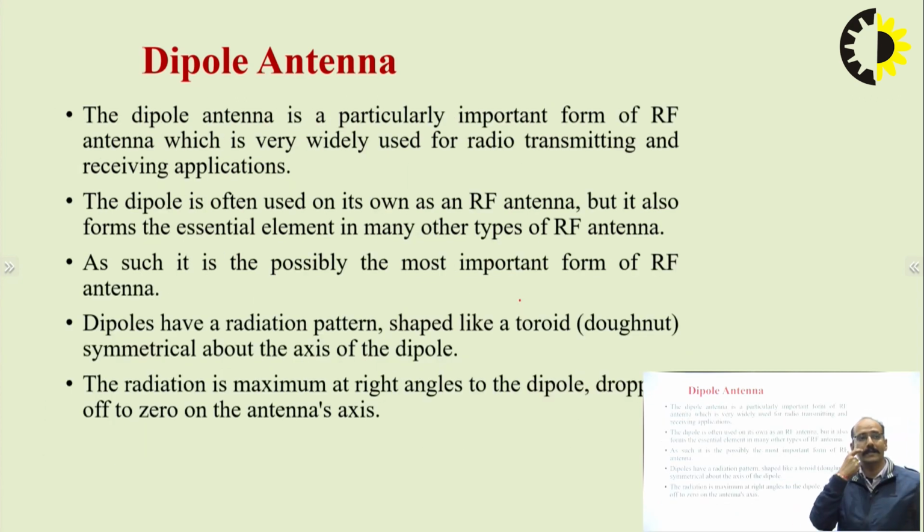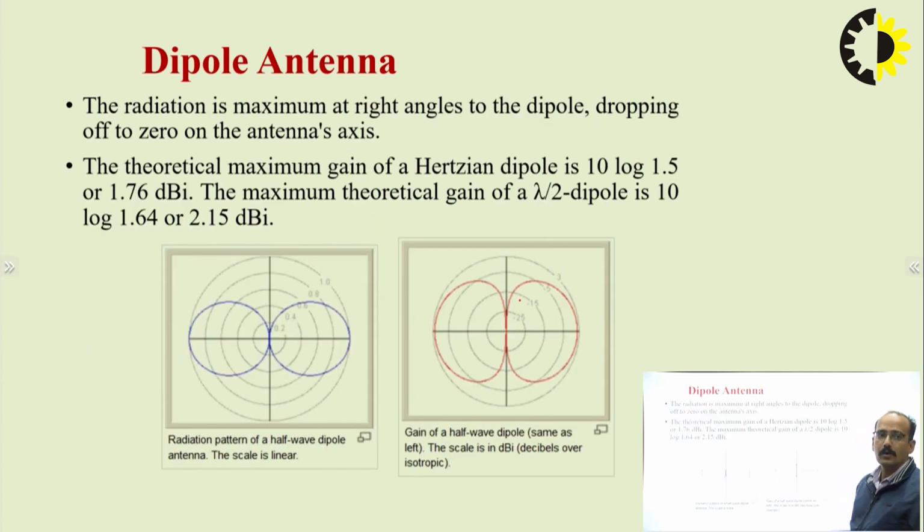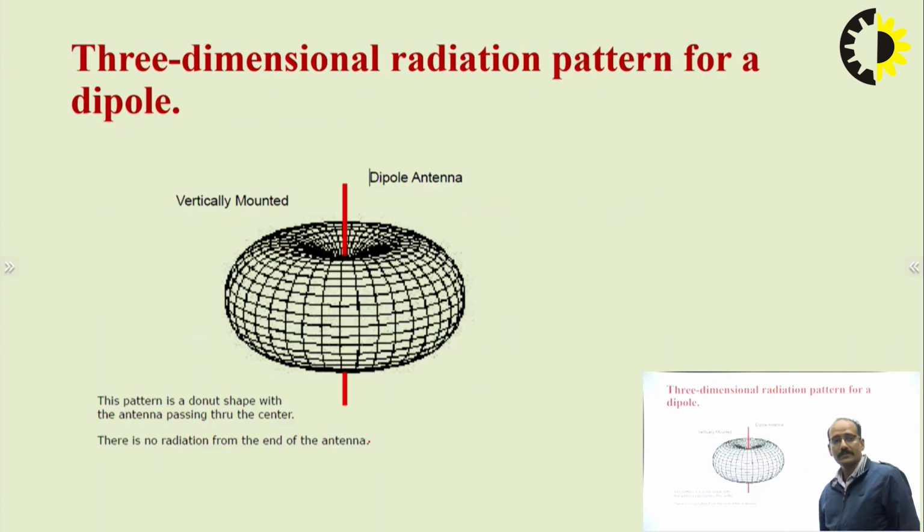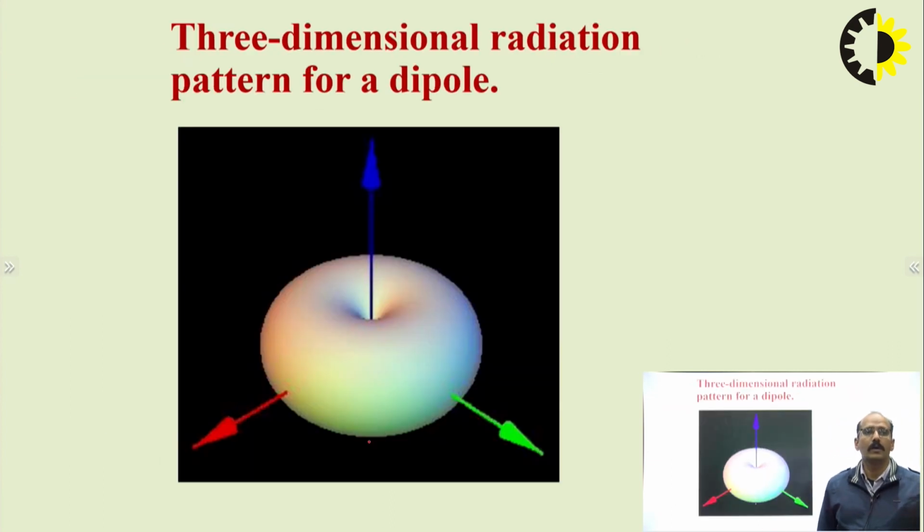Similarly, this dipole antenna has various uses, such as an RF antenna. Also, this is the theoretical maximum gain of a Hertzian dipole, or the maximum theoretical gain of a lambda by 2 dipole, shown here. Similarly, this is the 3-dimensional radiation pattern for a dipole, and this is another diagram of a 3-dimensional radiation pattern for a dipole, so that you can easily understand this geometry.